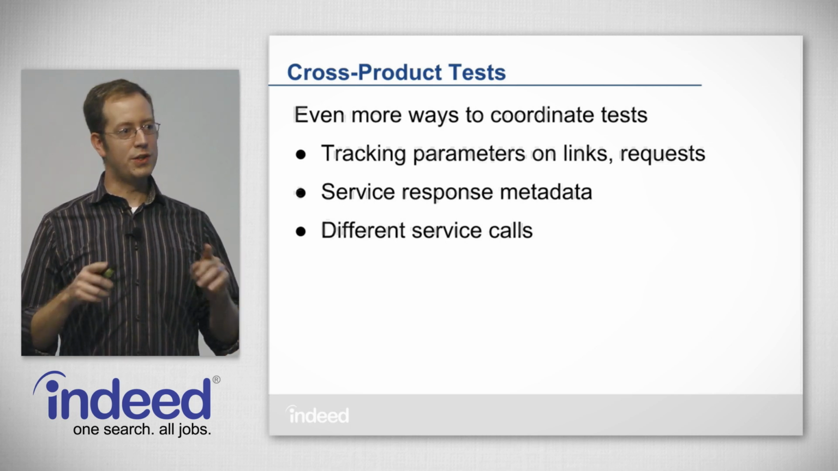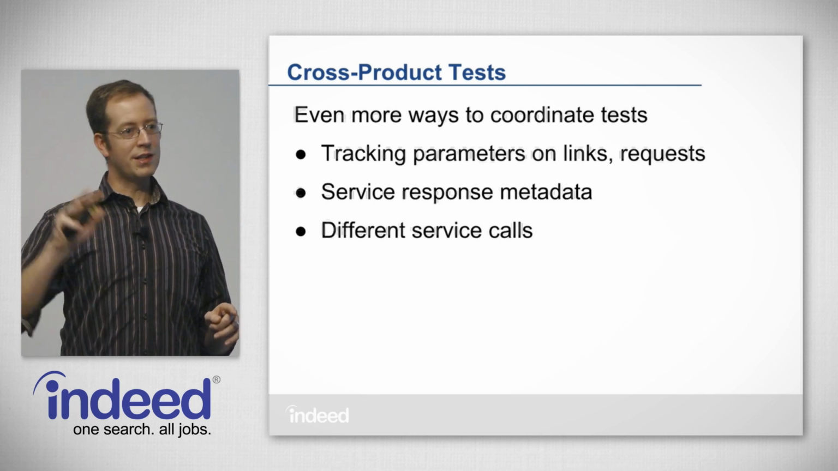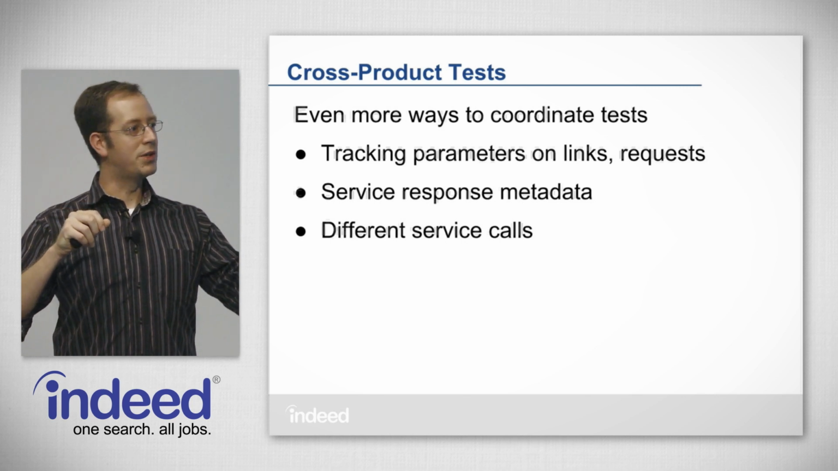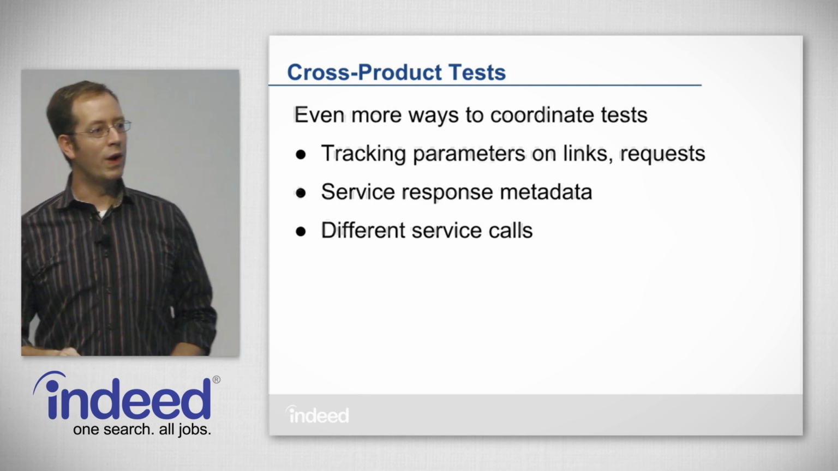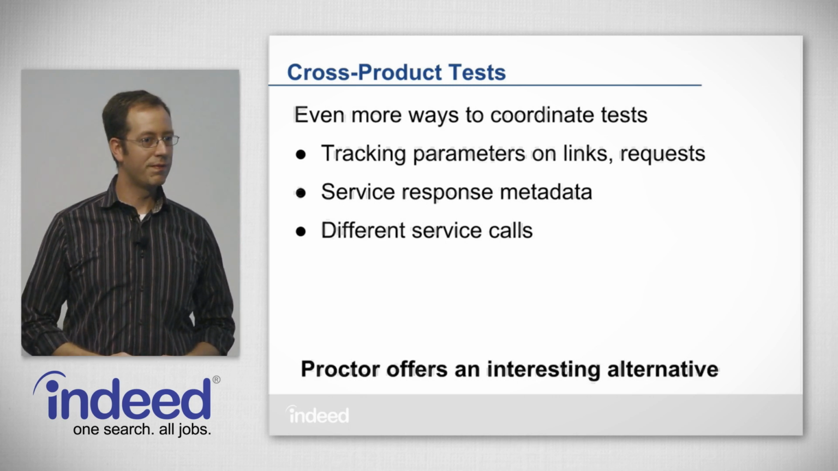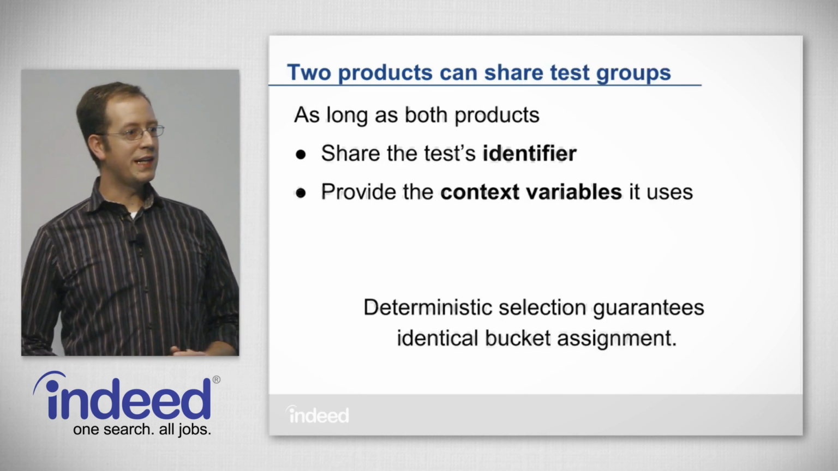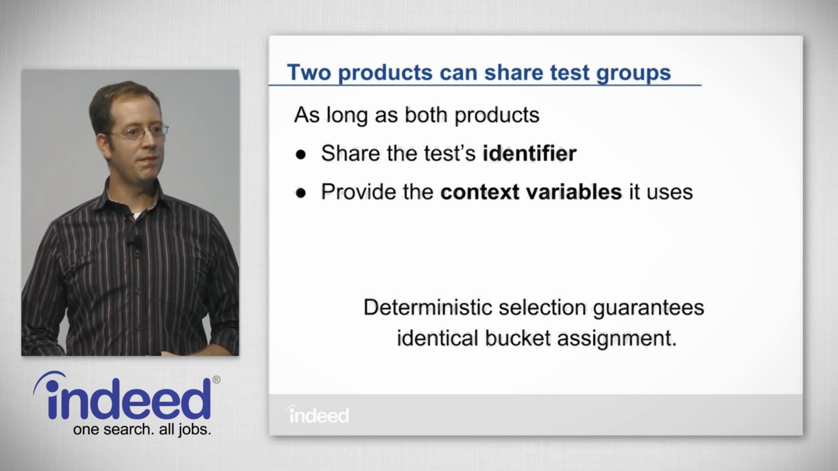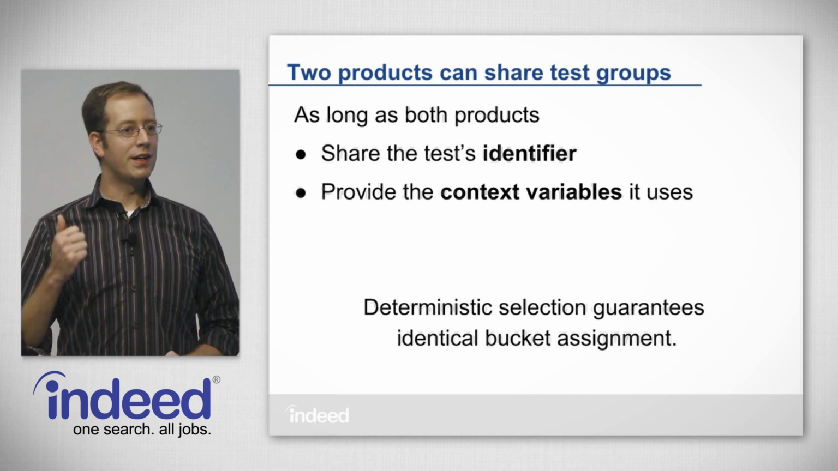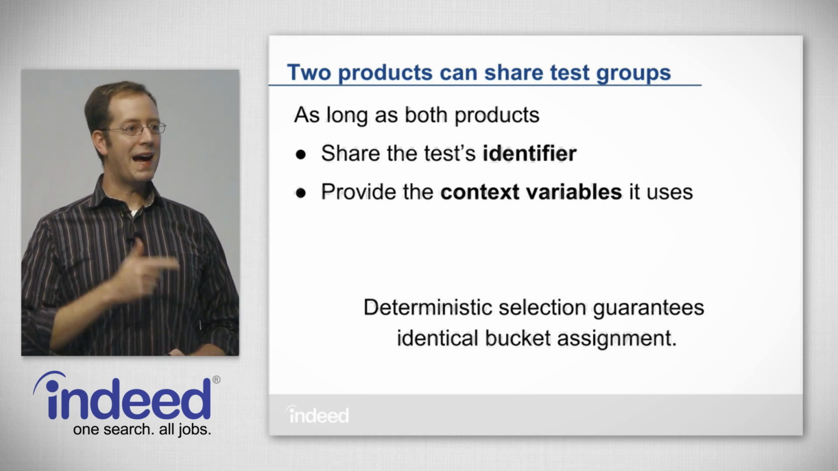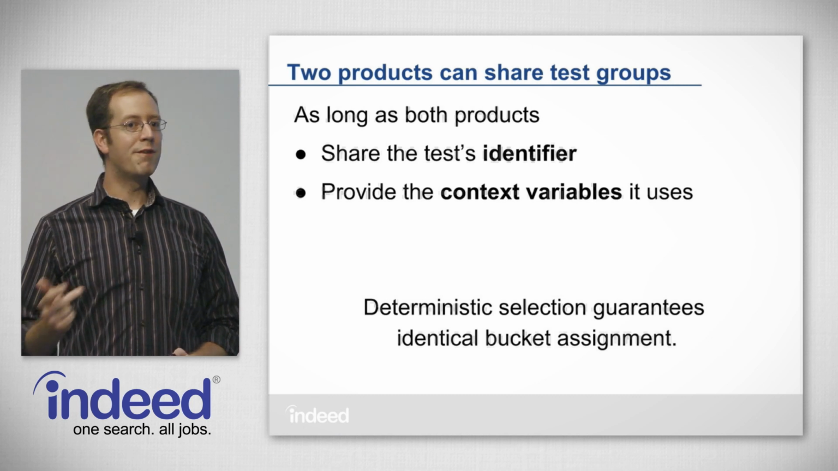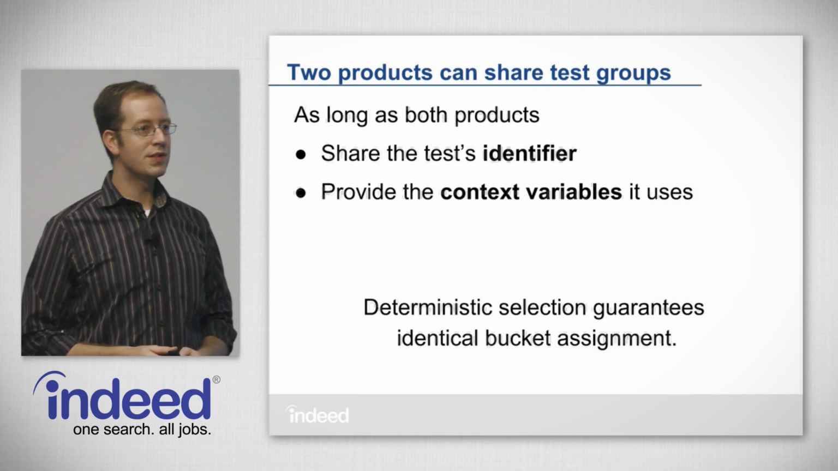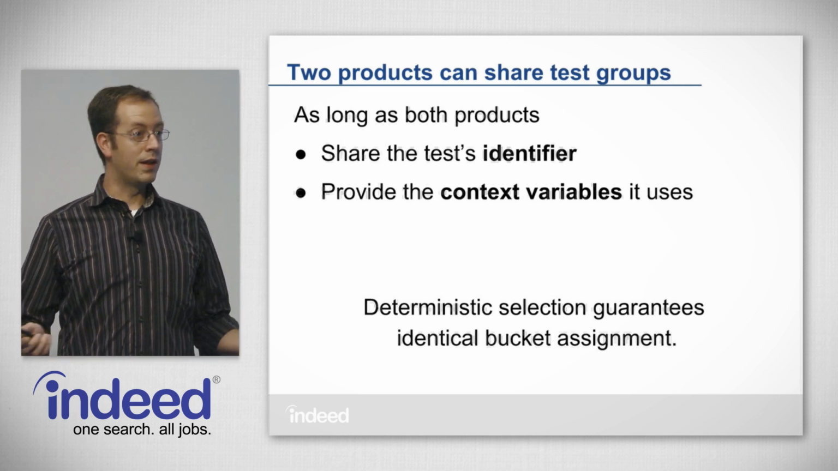Quite a lot of the time, when two products need to know about a test, it's because it changes one product, but we just want to see what happens in the other product. There's no code changing over there. There's no behavior changing over there. When that happens, Proctor gives us an interesting alternative. Because we're using a deterministic function of the ID to calculate which bucket we go into, as long as both the products use the same identifier and pass the same context variables, that function is going to result in the same assignment. So two products can share the same test assignments without any coordination whatsoever, other than I'm in this test.